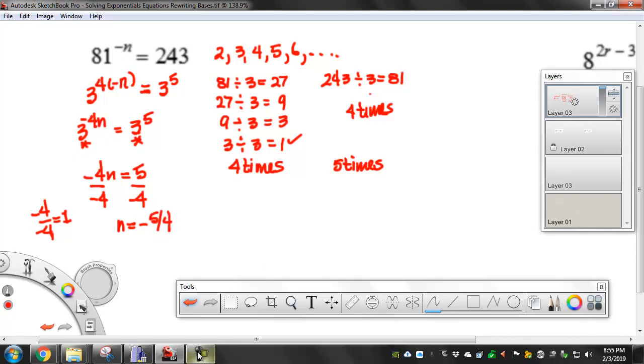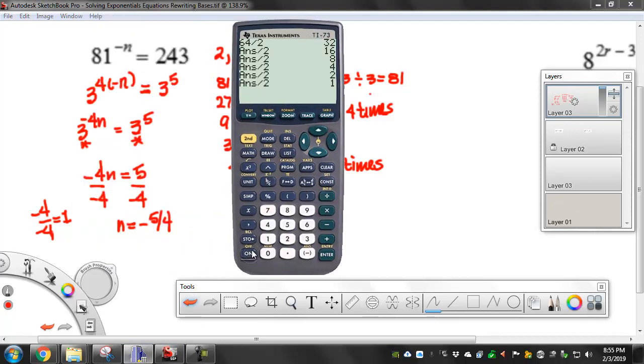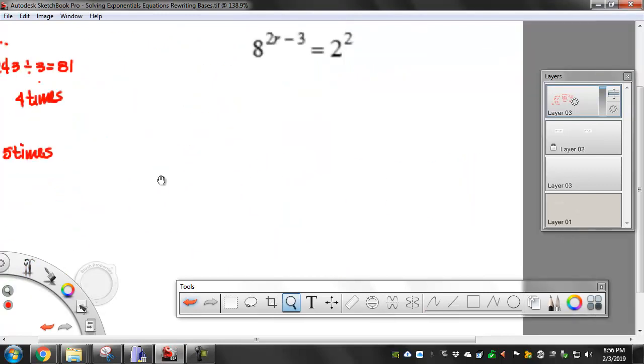Now I can go ahead and check this. Let me pull up my calculator here and turn it on. I'm going to take 81. I'm going to raise it to a negative 5/4, right? There's a negative, and inside there I put a negative. There we go. So a double negative there will make it positive, and I should get 243. So there we go. All right, we have another one that we're going to do that's a little bit easier.